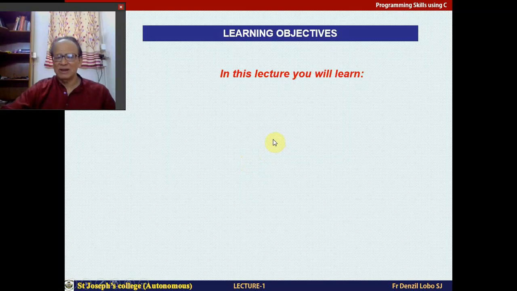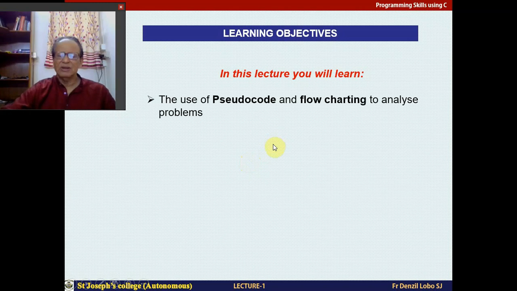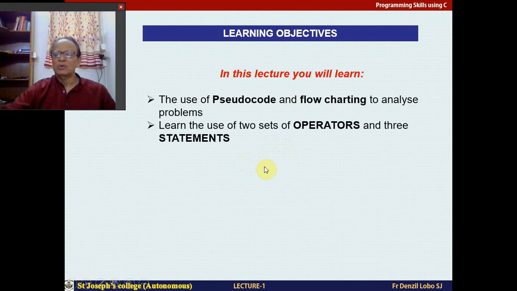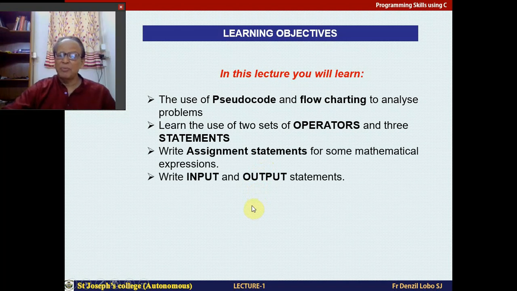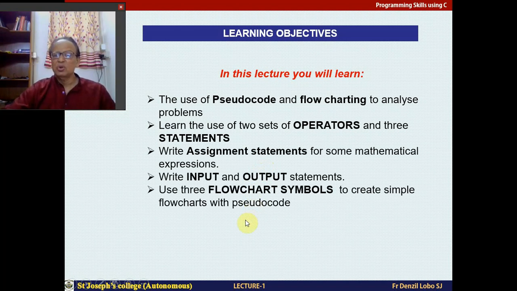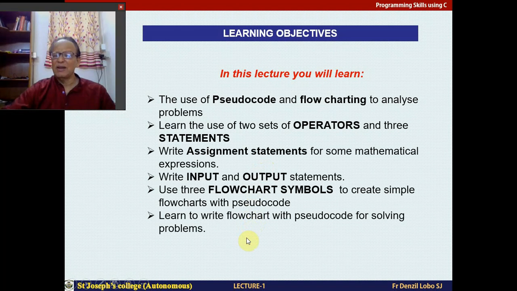So what are the learning objectives of this lecture? In this lecture, you will learn to use pseudocode and flowcharting to analyze problems. You will learn to use two sets of operators and three statements. Write assignment statements for some mathematical expressions. Write input and output statements. Use three simple flowcharting symbols to create flowcharts with pseudocode, and ultimately learn to write flowcharting with pseudocode for solving problems. So these are the things you will go through in this lecture.